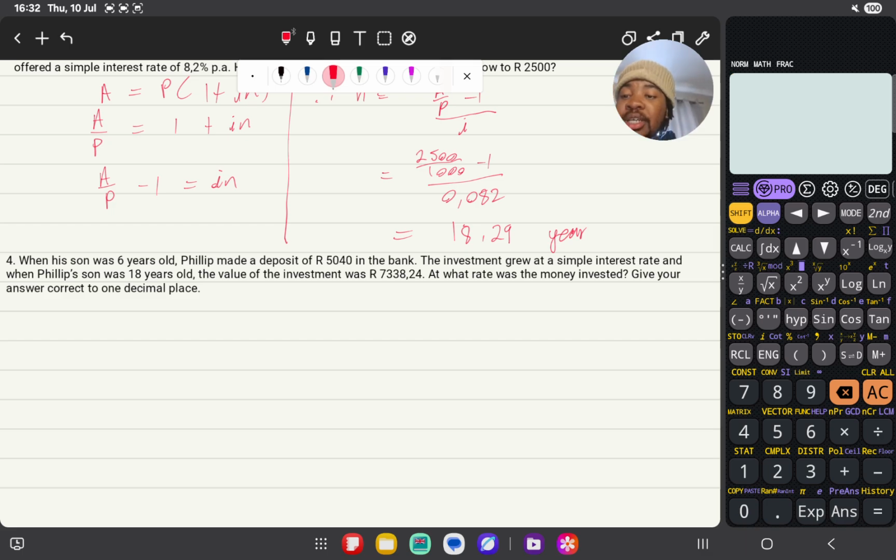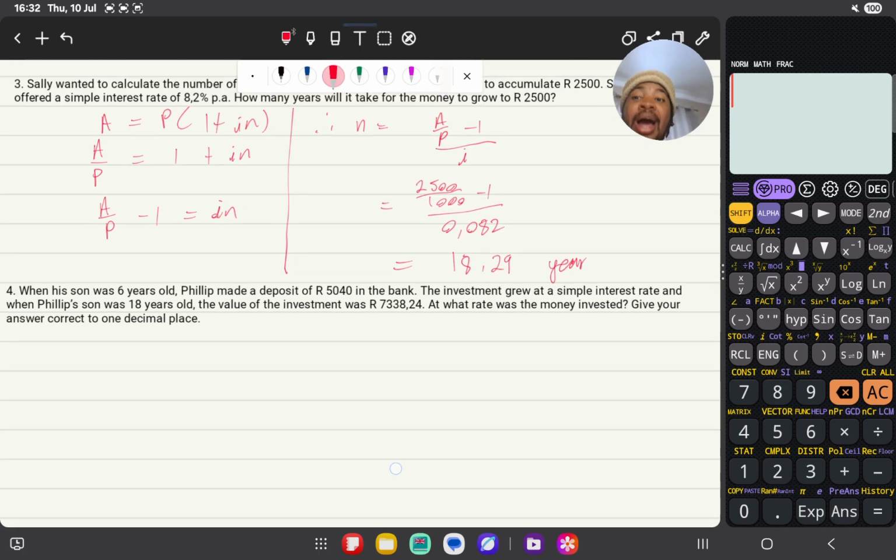All right, focus. When his son was 6 years old, Philip made an investment of 5,040 rand in a bank. The investment accrued simple interest, and when Philip's son was 18 years old, so 12 years later, the value of the investment amounted to 7,338.24. At what rate was the money invested?